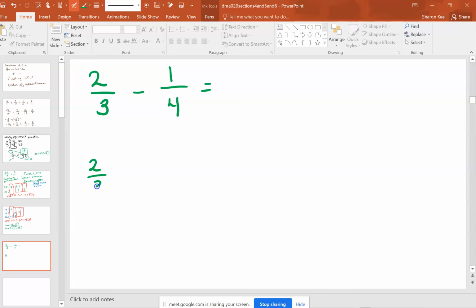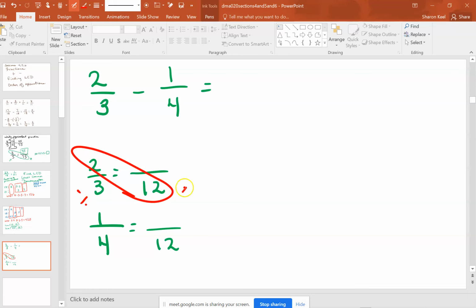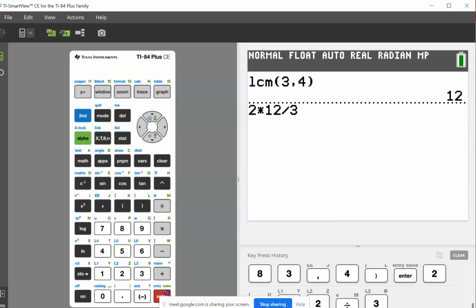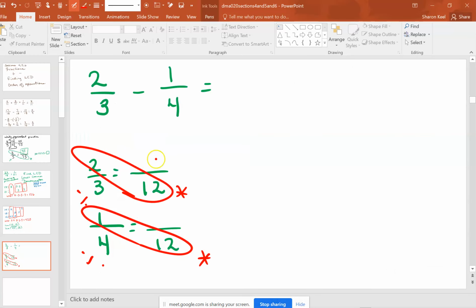So we want to write 2 thirds so we have a denominator of 12, and we want to write 1 fourth so we have a denominator of 12. Let's use that method we used a few moments ago, where we would cross multiply and divide. And we're going to do that for both of these. So we're going to do 2 times 12 divided by 3. 2 times 12 divided by 3 gives us a numerator of 8. So 2/3 is the same as 8/12.